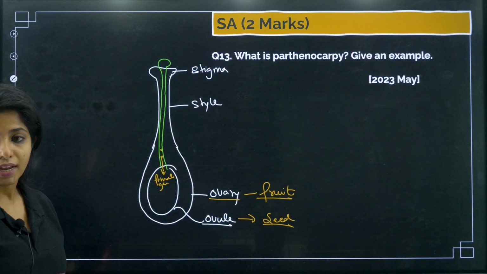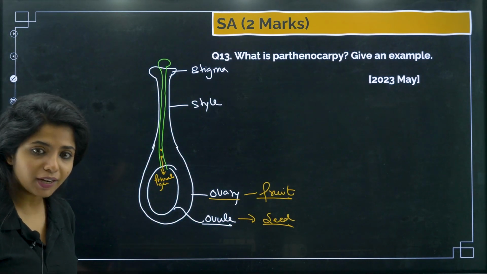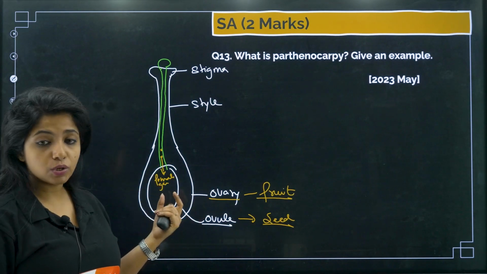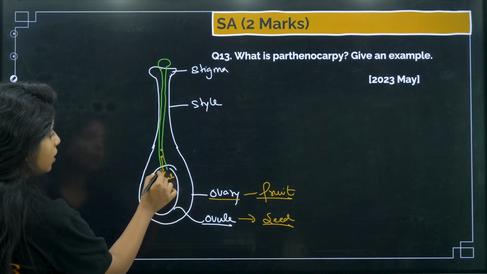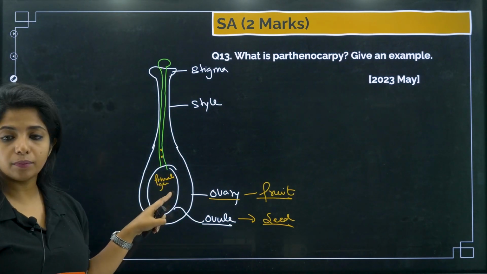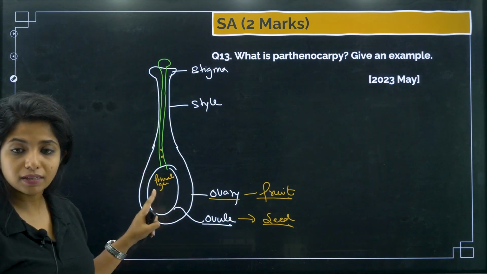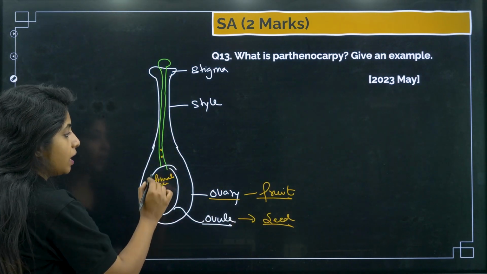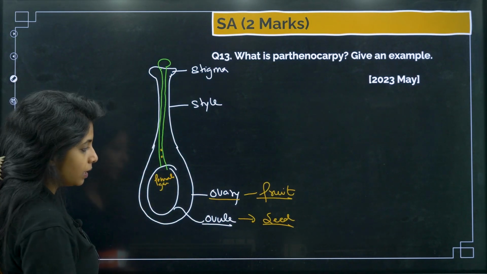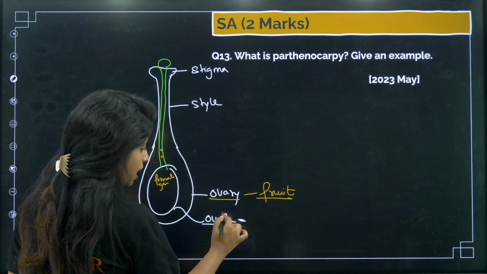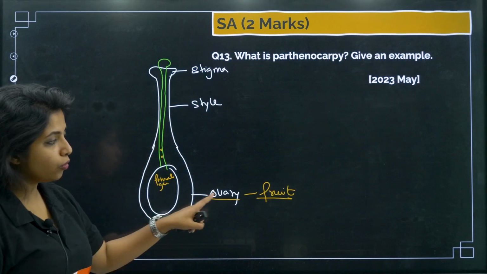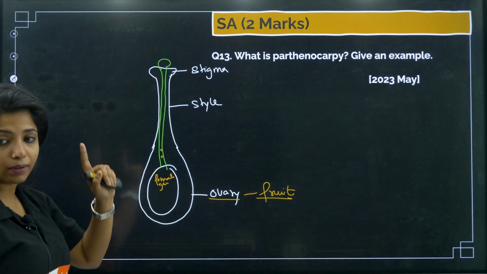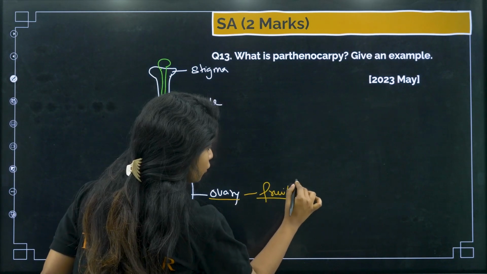Ovary becomes fruit. This is the usual case. But I am telling you, until now in apomixis we learned it is a process where fertilization does not have to take place. Still the female gamete will be forming zygote and will be known as seed. Similarly, in this, without fertilization happening, this ovary is now going to make a fruit. Fertilization has not happened and this ovary will now make a fruit.